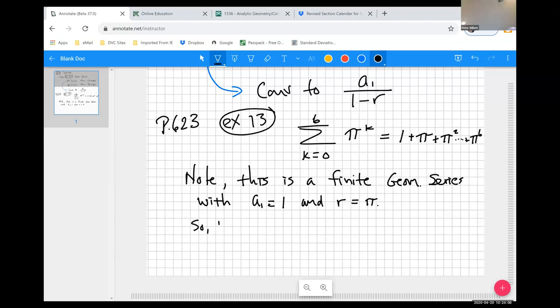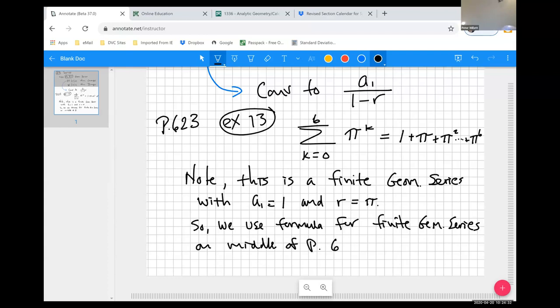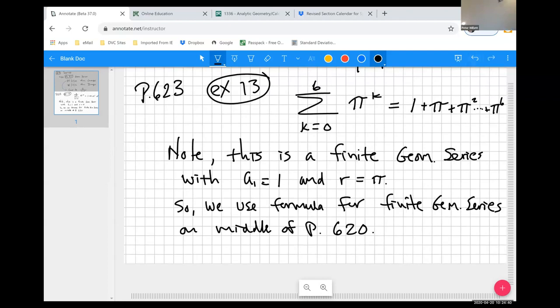So we use the formula for finite geometric series on the middle of page 620. The sum would be equal to a sub 1. In the book, they don't write the sub 1, they just write a, but they're referring to the first term of the series. That's multiplied by a fraction of 1 minus r to the n divided by 1 minus r.